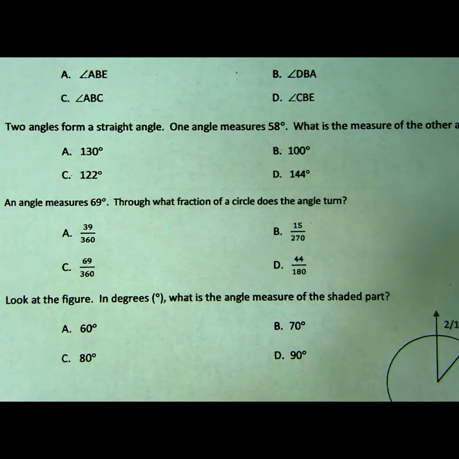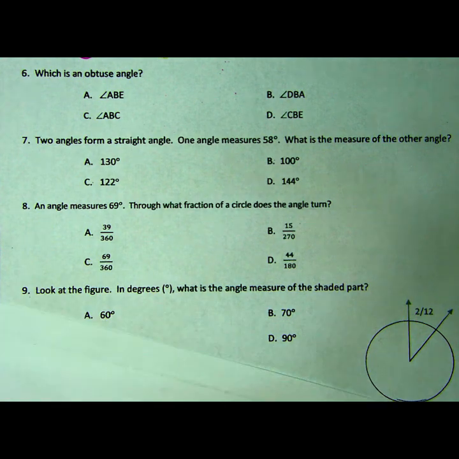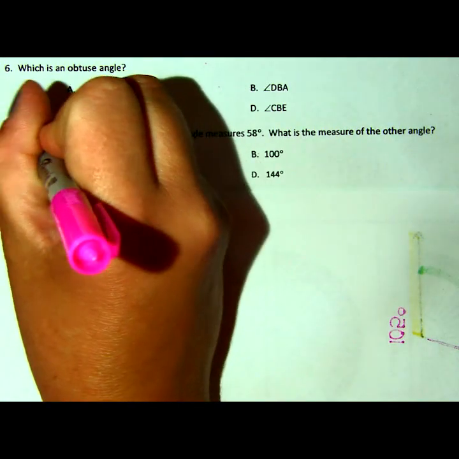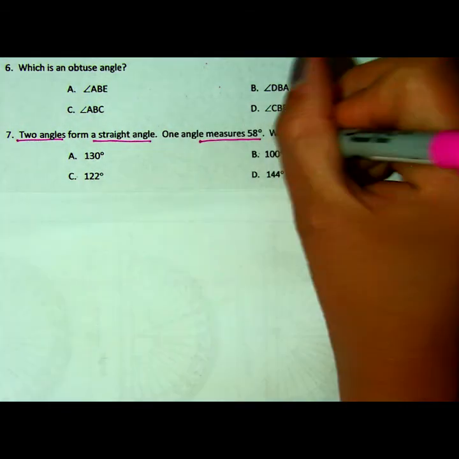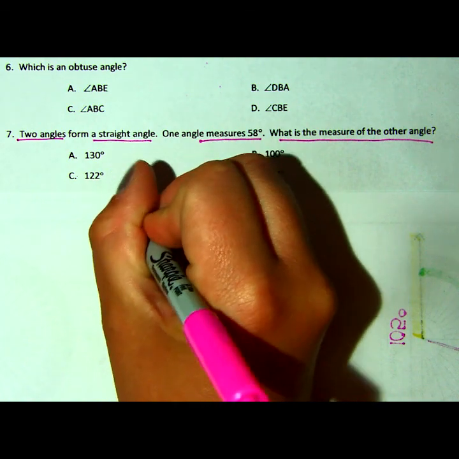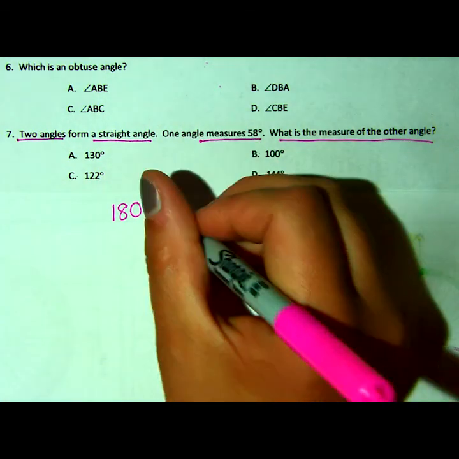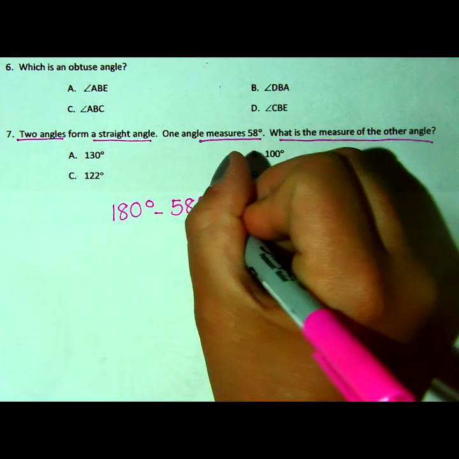I'm going to zoom in on this one here. So we're looking right now at question number 7. It says, 2 angles form a straight angle. One angle measures 58 degrees. What is the measure of the other angle? So we have to know that the straight angle measures 180 degrees, and then that one of those angles measures 58. So we're going to subtract 58 from our 180 to find the measurement of the other angle.